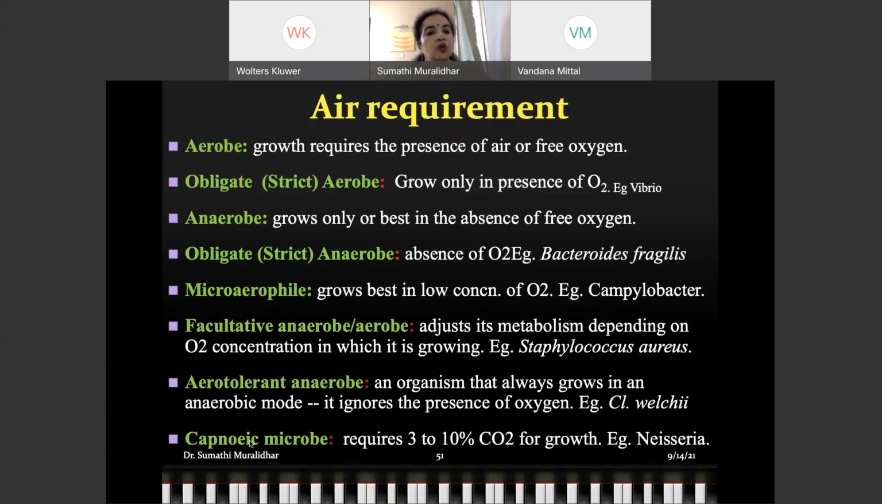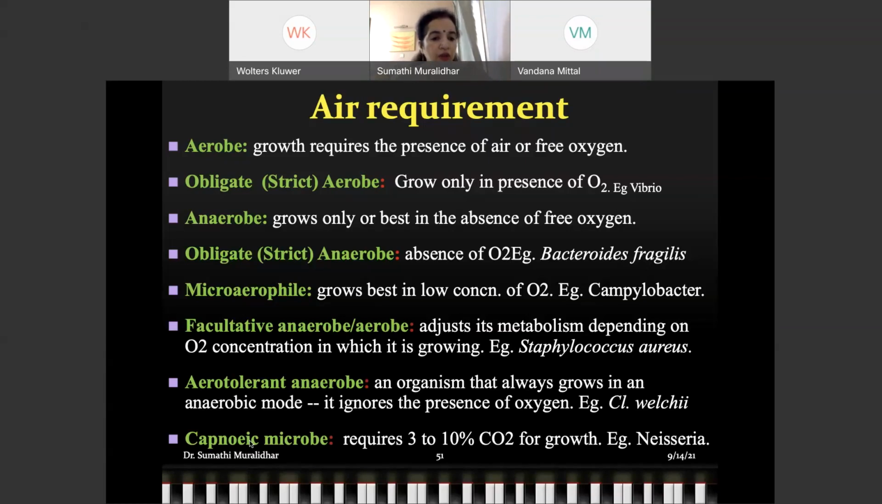Aerobic means the growth requires the presence of air or free oxygen. So an aerobic bacteria will only grow in the presence of oxygen. And if the bacteria is very strict, it's called an obligate aerobe. An obligate aerobe is a strict aerobe which will only grow in the presence of oxygen. For example, Vibrio. And an anaerobic bacteria is one which grows only or best in the absence of free oxygen. That means there should be no oxygen for it to grow. Again, here you have obligate anaerobes where even if a little bit of oxygen is present, the bacteria cannot grow. So it requires a complete absence of oxygen.